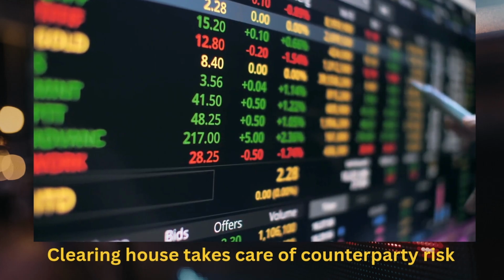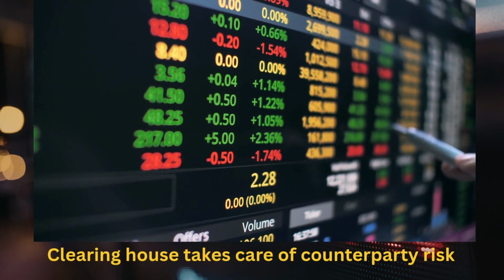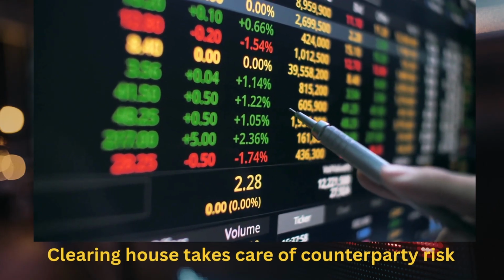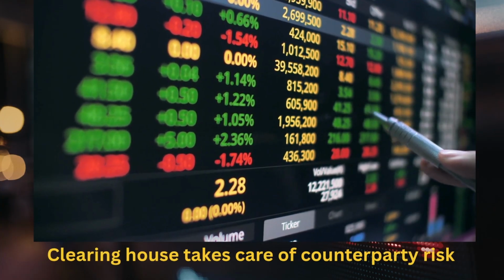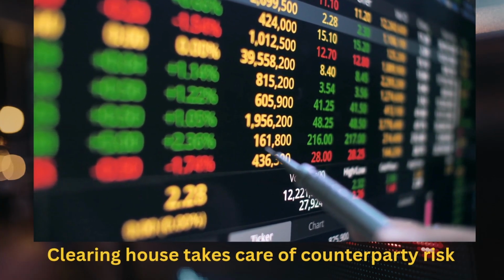There's a clearinghouse guarantee. In a futures market like the Chicago Mercantile Exchange, you don't trade directly with another person. You trade with the clearinghouse. The clearinghouse becomes the buyer to every seller and becomes the seller to every buyer.